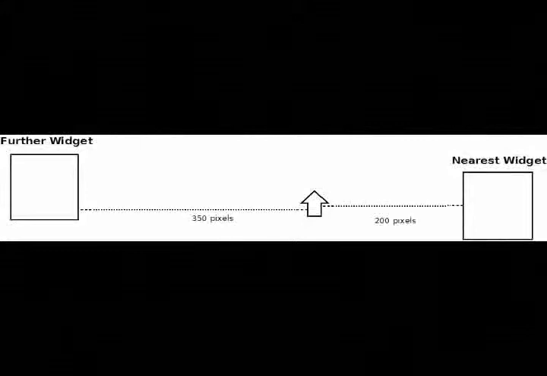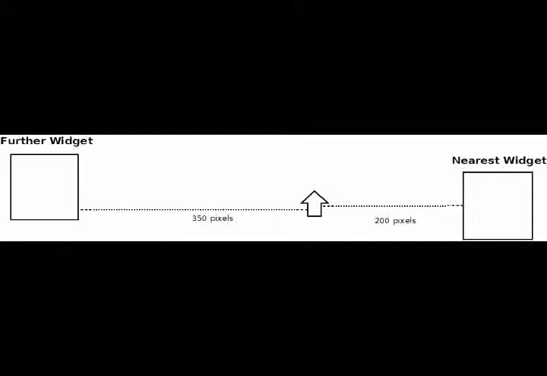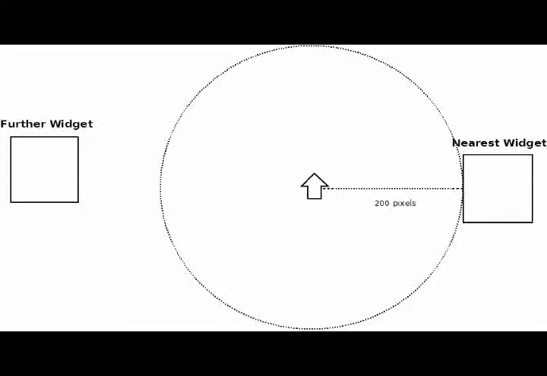If I have multiple widgets whose distance from the cursor varies like these two widgets, then I find out how far away those widgets are. In this case, the closer widget is 200 pixels away, and the further widget is 350 pixels away. My cursor is selecting the nearest widget, so to represent this to the user, I draw a bubble around the cursor with a radius equal to the distance of the nearest widget from the cursor.